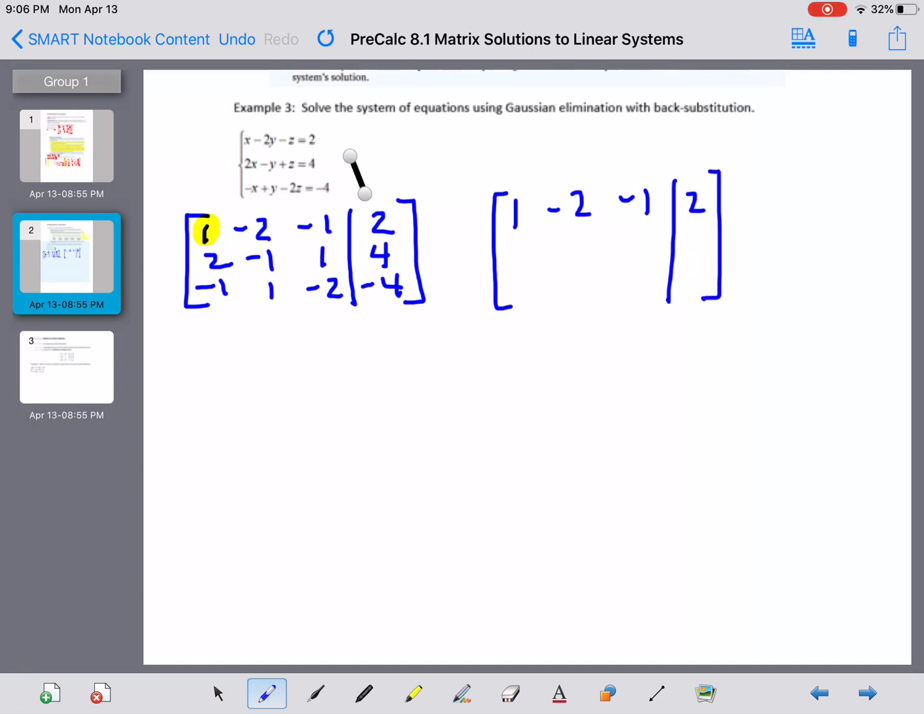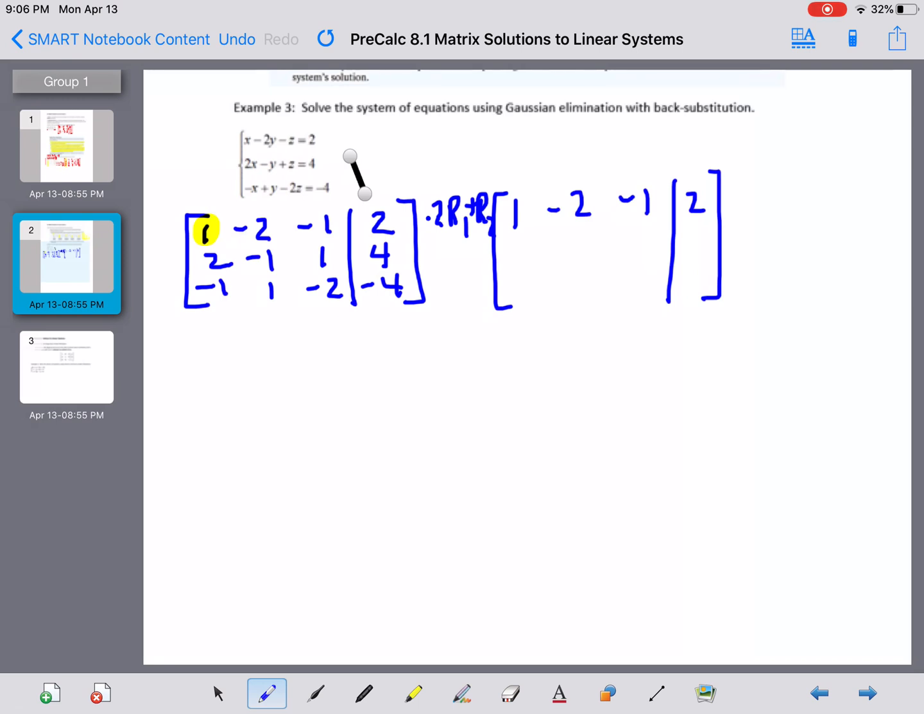Now there's multiple things I can do, but I'll stress that if you are working in one column, like I'm working in the first column, I like to use the first row to work in that column. So if I want to join row 1 with row 2 and get a 0, I'm going to multiply the first row by -2 and add it to row 2. So, -2 times row 1.